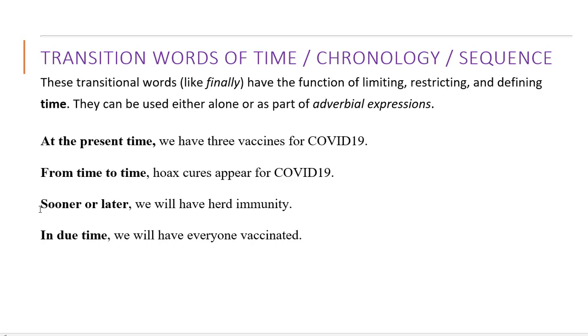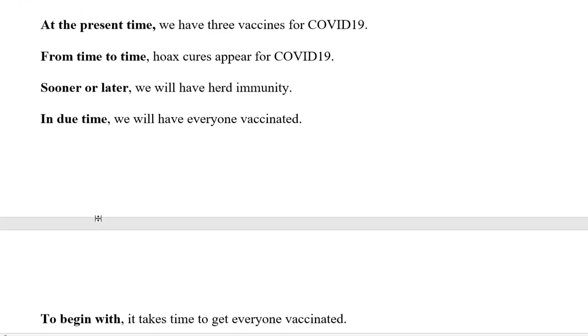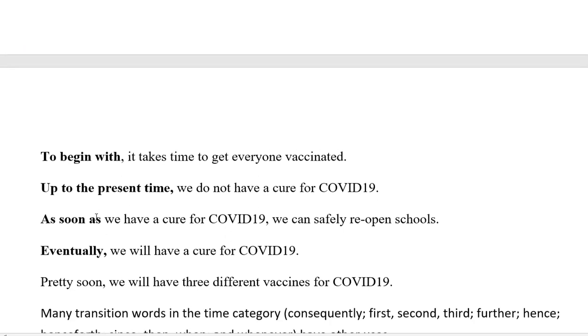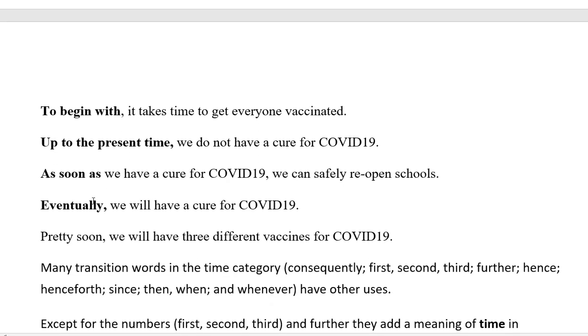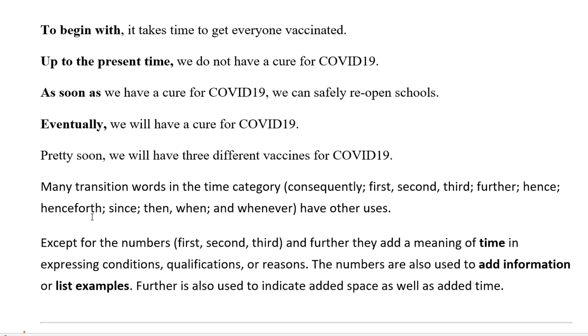So here you have different transition words of time: at the present time, from time to time, sooner or later, in due time, to begin with, up to the present time, as soon as, eventually. So many transition words in the time category. You have others like consequently, first, second, third, further, hence, henceforth, since, then, which are also words of time.